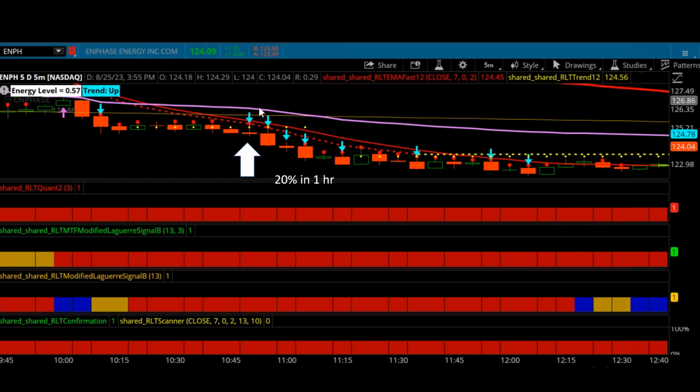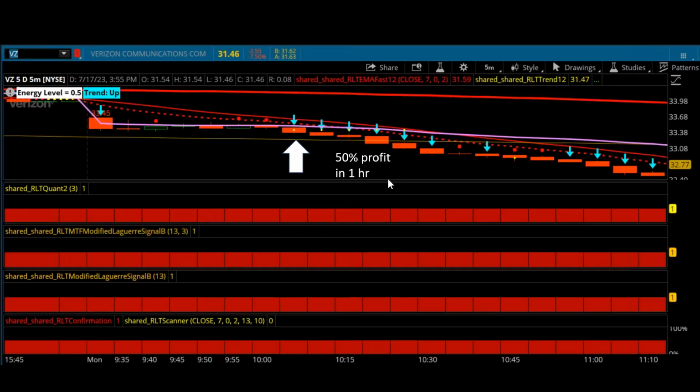ENPH, another 20% in an hour. See how red it is? I mean, anybody can see that the institutions are selling this. Really, really easy. And you can see this pop out of the box as it comes off the 15 right here, and it comes down. Very similar to what the SPY Super Systems setup is, by the way, on these stocks. Coming down, and 20% an hour on ENPH.